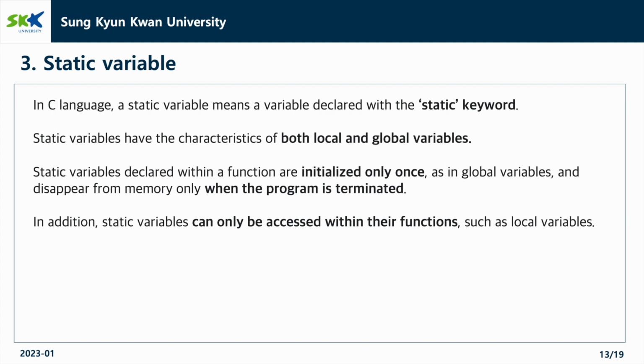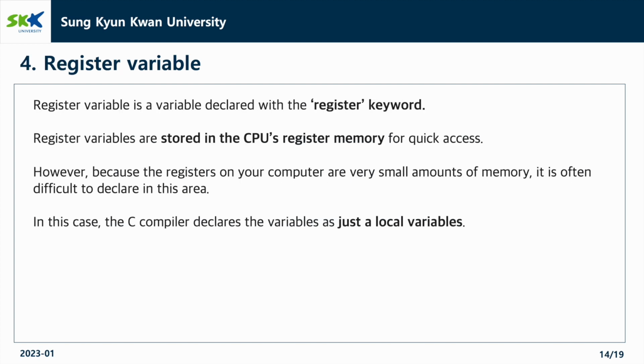Static variables have the characteristics of both local and global variables. They declared within a function are initialized only once, as in global variables, and disappear from memory only when the program is terminated. In addition, they can only be accessed within their functions, like local variables.